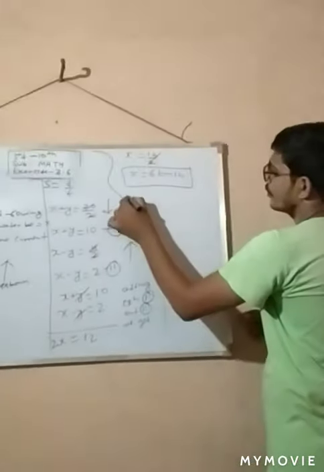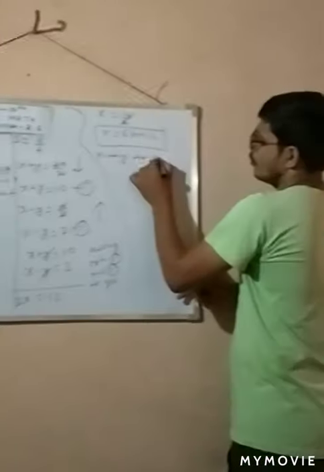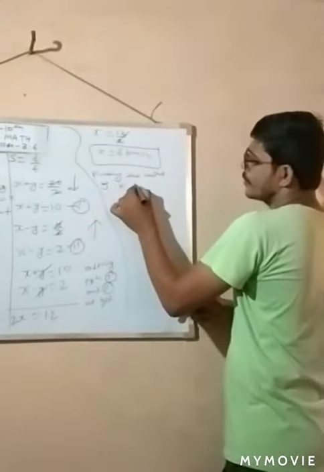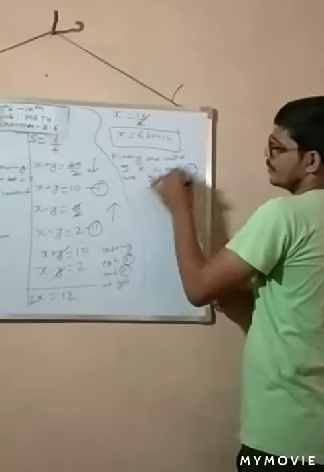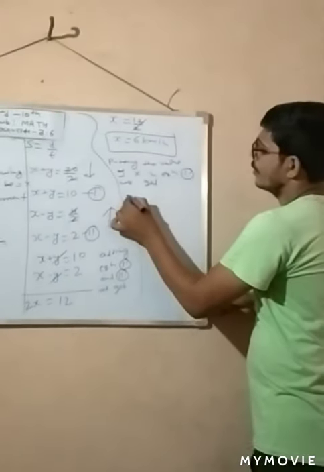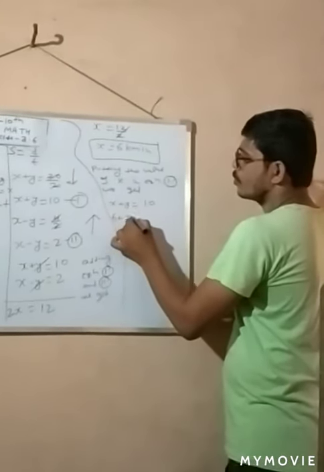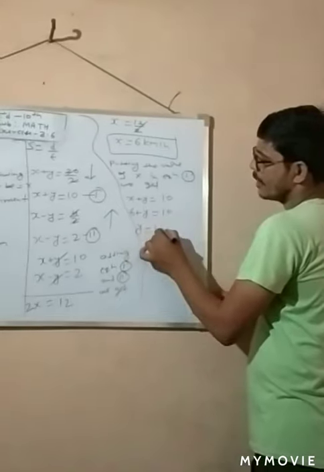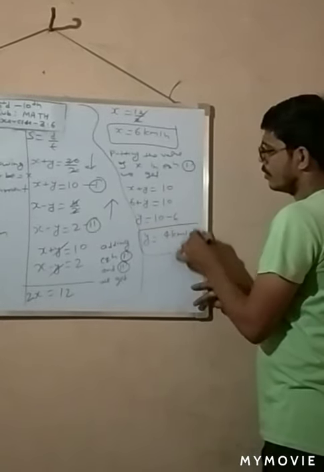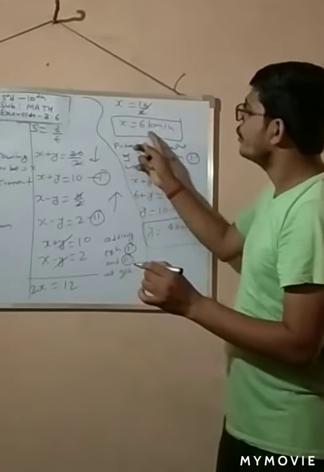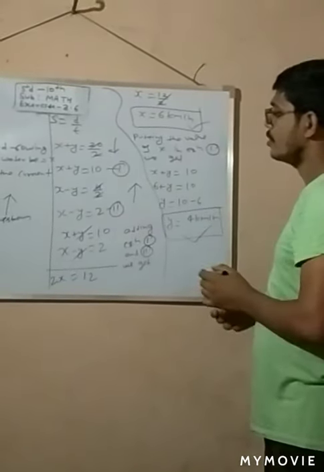Putting the value of x in equation 1, we have x plus y is equal to 10, then the value of x, 6 plus y is equal to 10. So we can write y is equal to 10 minus 6, y is equal to 4 km per hour. Therefore the speed of rowing in still water is 6 km per hour and the speed of the current is 4 km per hour.